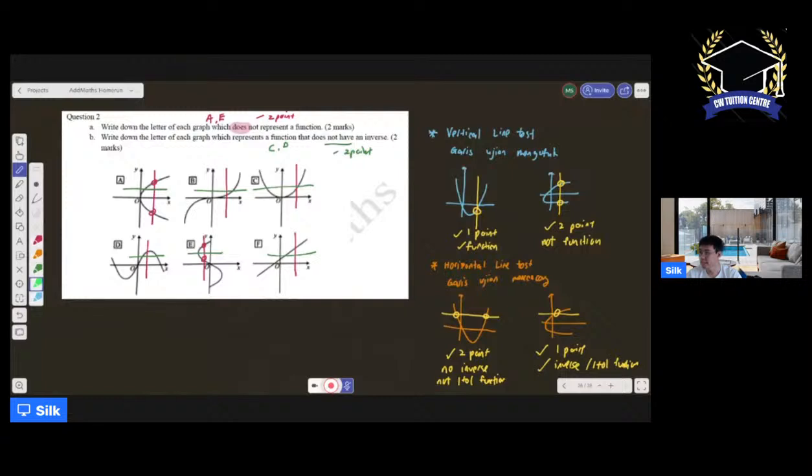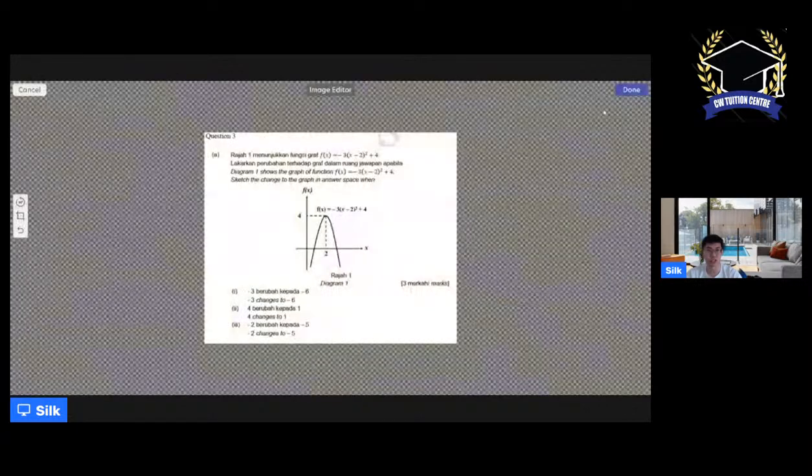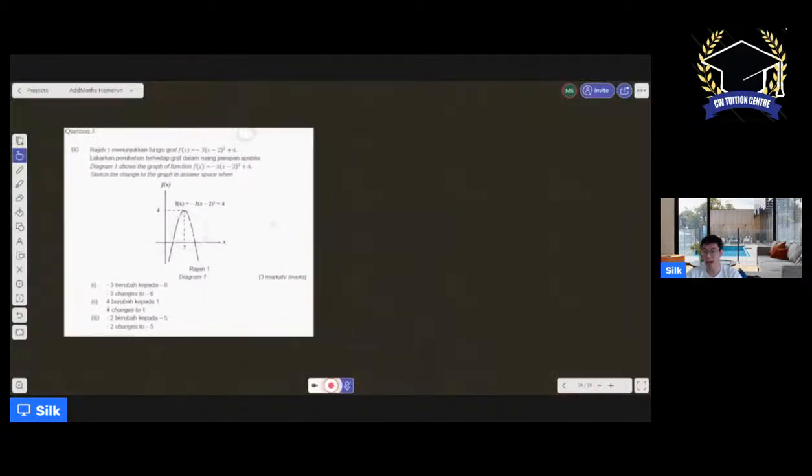Is there any questions? No? Okay, thank you so much. Now, let's move on into the next question. We are going to move a curve. Now, we go to quadratic equation. So if we take a look on quadratic equation, this is a quadratic equation. But how are we going to move?